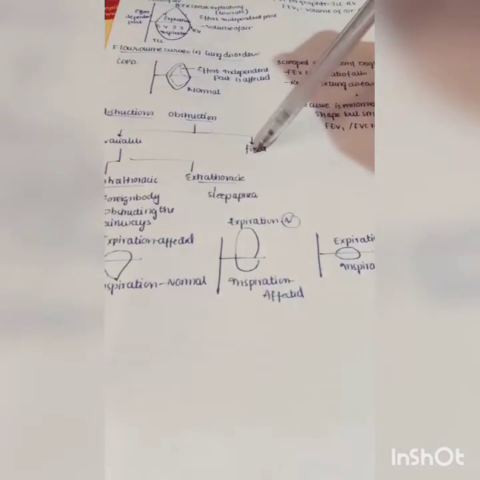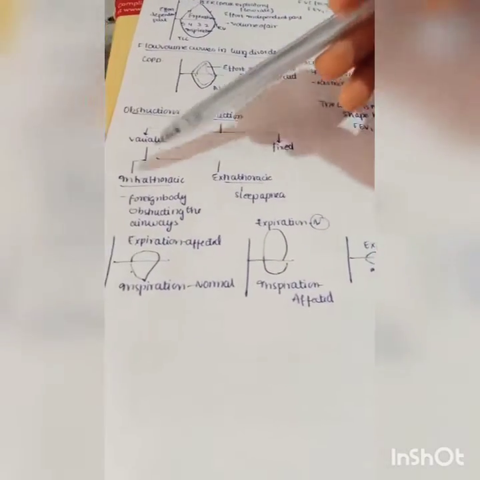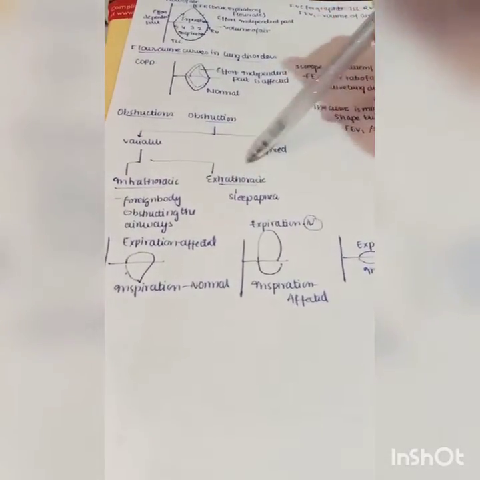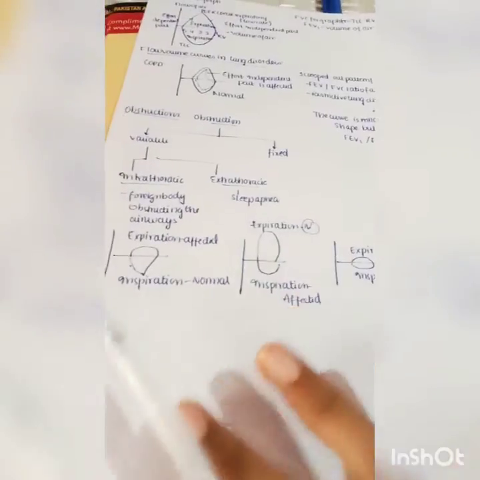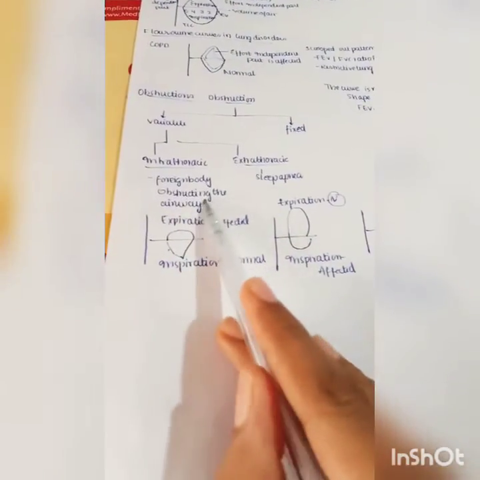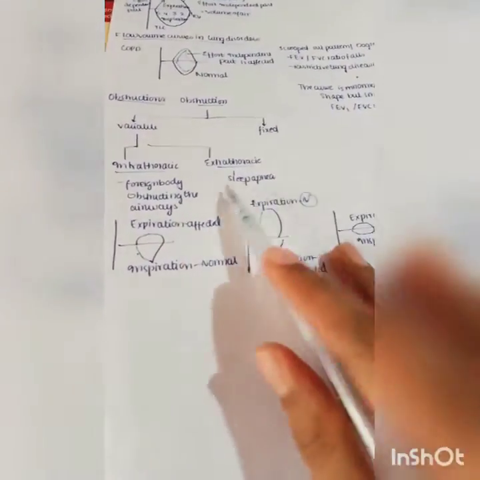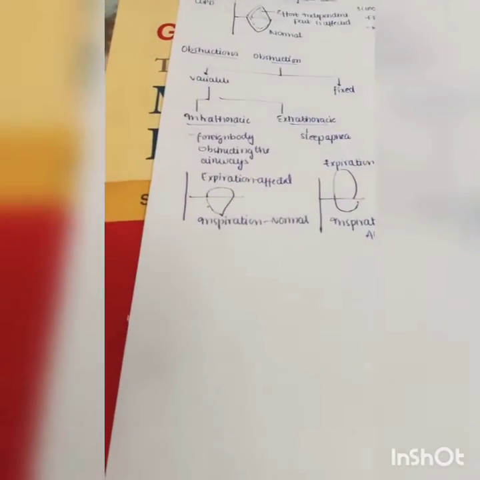Next you can see obstructions. Obstruction may be of two types: variable obstruction or fixed obstruction. Variable obstruction is divided into intrathoracic and extrathoracic obstruction. Intrathoracic obstructions are mainly due to a foreign body obstructing the airways, and extrathoracic obstruction is because of sleep apnea. You can see here three different graphs where you can find out what is affected. In the first graph you can see expiration is affected whereas inspiration is normal.